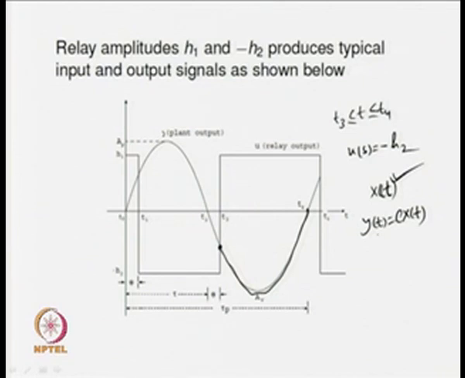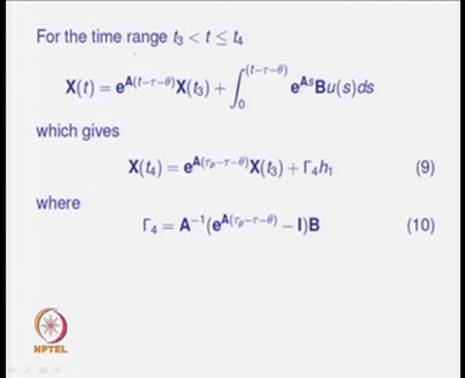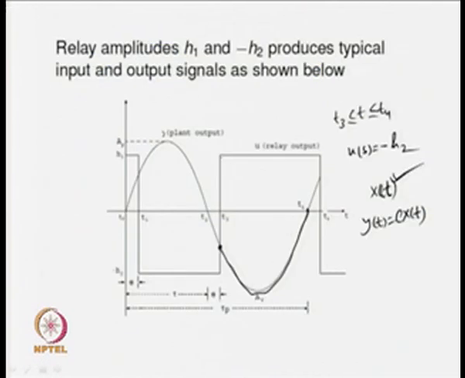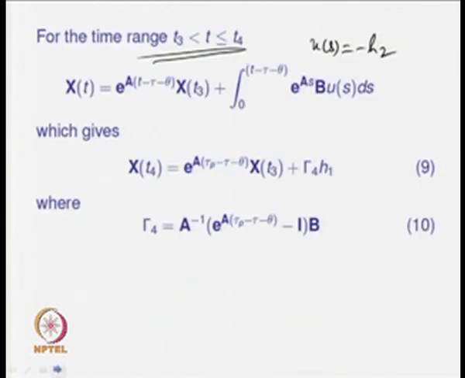So, the output for that time range can be obtained with the input u(s) equal to minus h2, for that time range, the input is, for this time range the input is plus h1. So, this is not h2, this is plus h1. As you see, when the output is starting from time t equal to t3, during that the input to the system remains plus h1. Therefore, u(s) is equal to plus h1, thus giving us the h1 factor on the right.